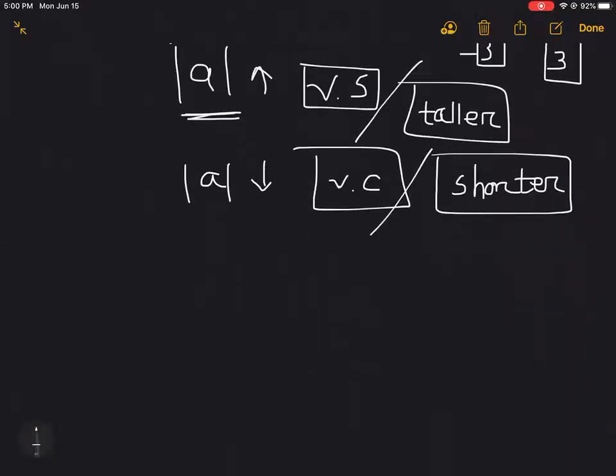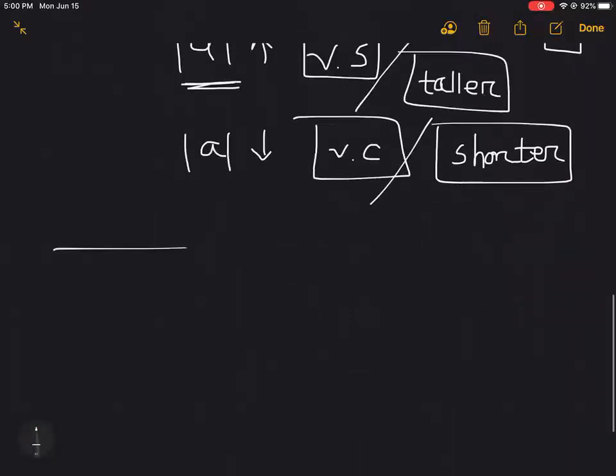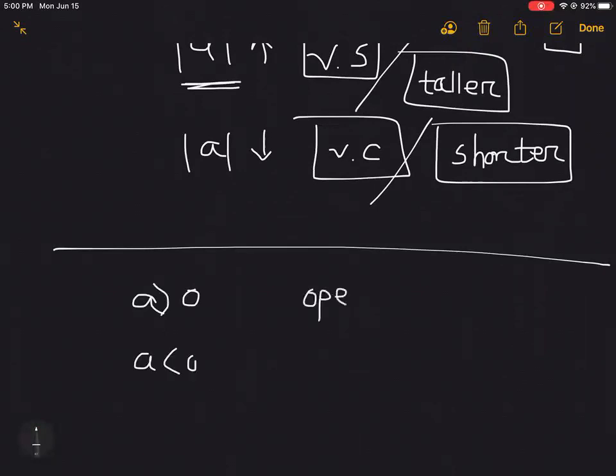If A is greater than 0, we say the graph opens up. You'll soon see what this word opens up means. And if A is less than 0, the graph actually opens down. Again, we'll see what this means in a while, but you can just remember this. Now, what does this word opens up mean?